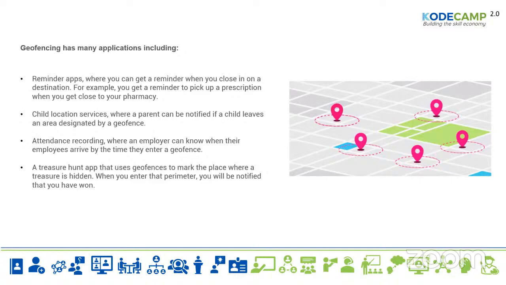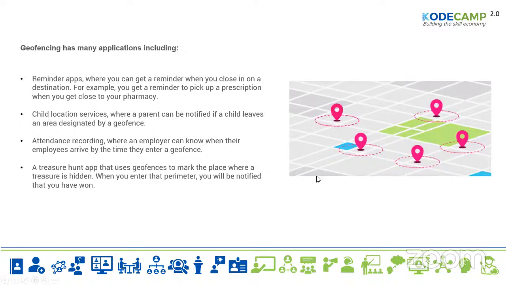That your child has left that particular perimeter, that geofence. Of course, attendance recording, where an employer can know when their employee arrives by the time they enter. So by the time they enter the office, the employer can get a notification that the person is around the office, or has just stepped into that particular perimeter that has been defined. And of course, you could build a treasure hunt application that uses a geofence to mark the place where treasure is hidden, and when you enter that perimeter, you'll be notified that you have won. So that's kind of what we're going to be doing today also.